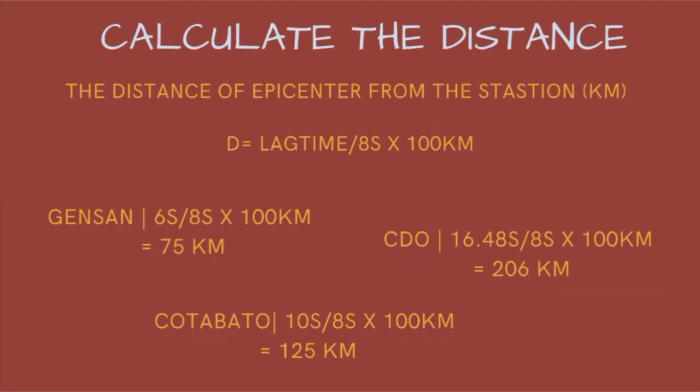How do we find the distance of the epicenter from the station? We must follow the formula given for distance: lag time divided by 8 seconds, where 8 seconds is a constant, multiplied by 100 km. For the first seismic station, Jensen, 6 seconds divided by 8 seconds multiplied by 100 km and the result is 75 km. Same as Cotabato, 10 seconds divided by 8 seconds multiplied by 100 km and the result is 125 km. For CDO, 16.48 seconds divided by 8 seconds multiplied by 100 km and the result is 206 km.